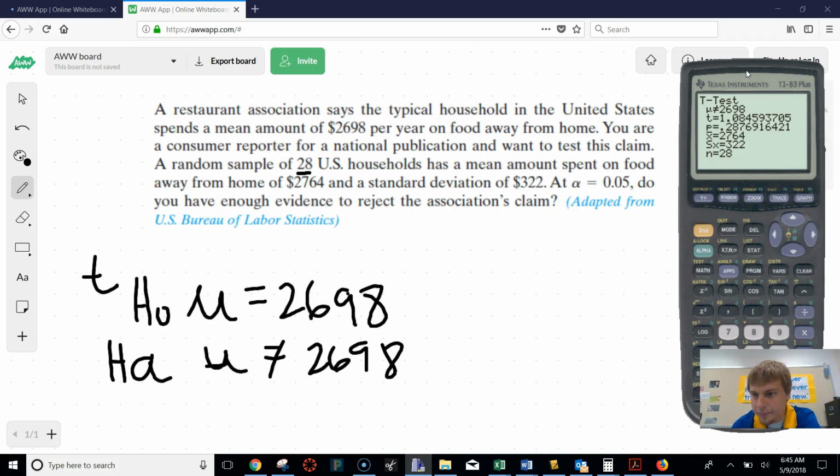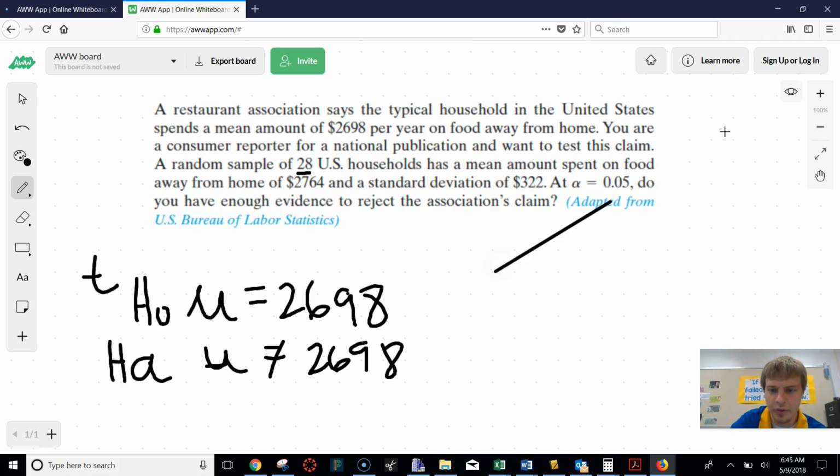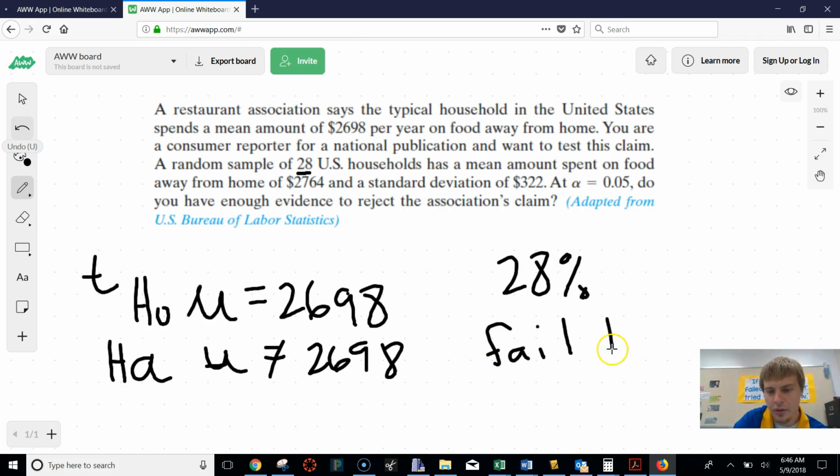I hit calculate, and it looks like we're not going to reject because that's close to 30%. I'm just going to double check all my info one more time. Yep. So that's about 28%. So we're not going to reject because our rejection point is 5%. So fail to reject. Let's do another one. Maybe one of these will reject.